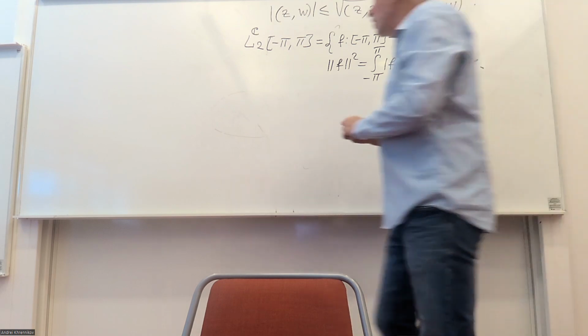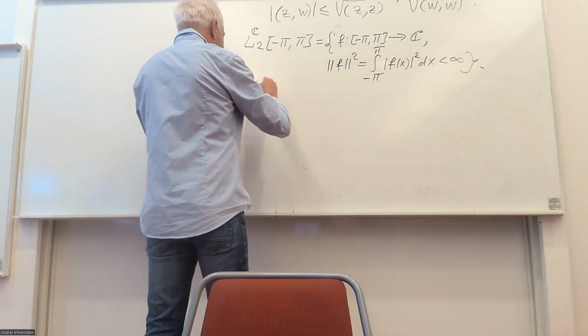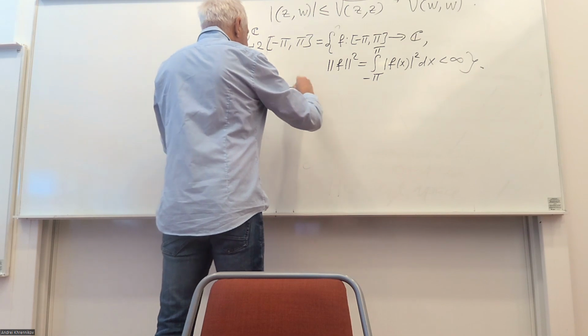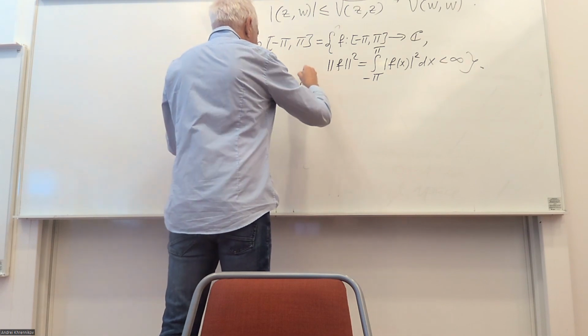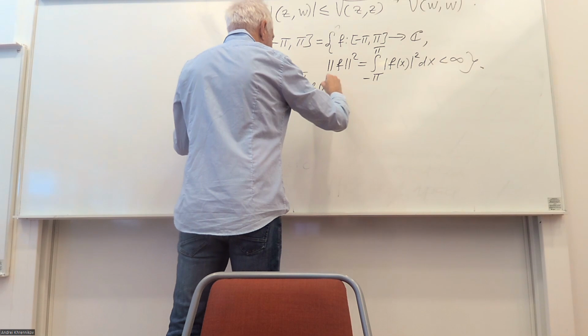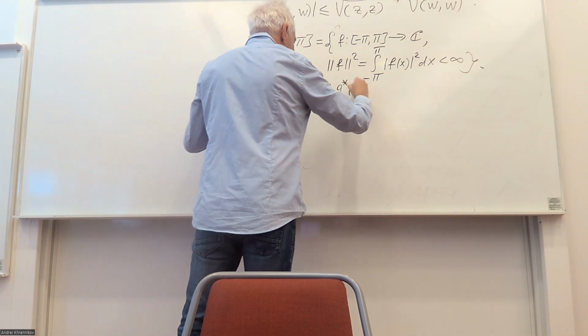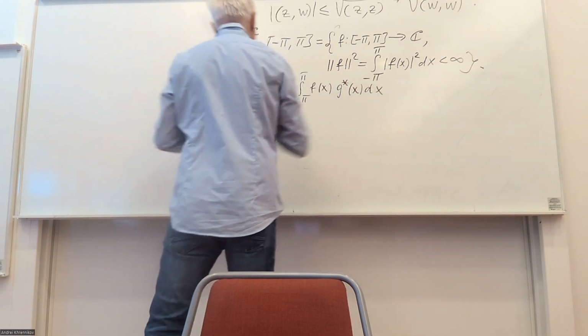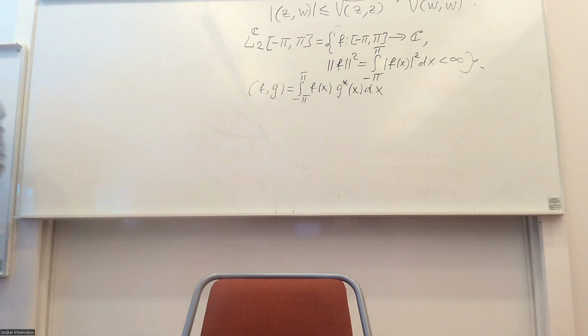And here we introduce the scalar product. The scalar product of f and g is the integral of f(x) g star (x) dx. You can see that it satisfies all properties of a complex scalar product. If you multiply the second function by lambda, it goes out of the scalar product with conjugate.